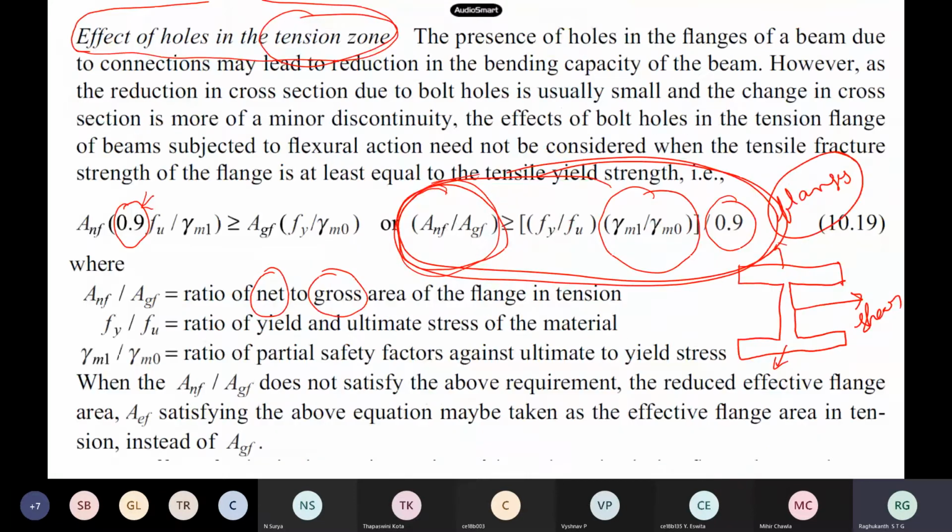Okay, now if there are holes in the tension zone, generally the flanges will be connected to some other things. It's not important in beam design, but there are some slight criteria. If it is more than something, you may have to reduce the tension area and then do the calculations. But this doesn't arise in many of the problems.